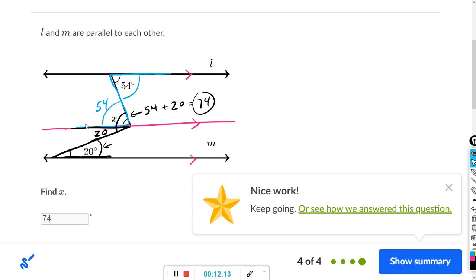All right, so make a third line that's parallel if you need to, and just look for the angles inside the Z, or remember that same side angles are supplementary. Same side interior or same side exterior.